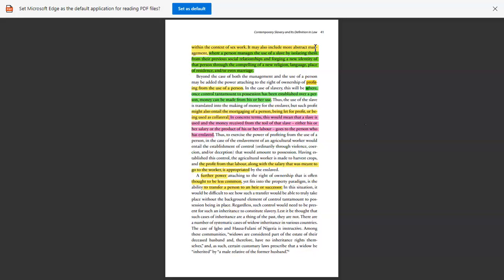It may also include more abstract management, where a person manages the use of a slave by isolating them from their previous social relationships and forging a new identity of that person through the compelling of a new religion, language, or place of residence, and or even their marriage. So does the state somehow, some way, become responsible for managing the persons? Do they do that by forging new identities of the person? Do they compel new religions like parens patriae, where the state is father instead of potentially a creator?